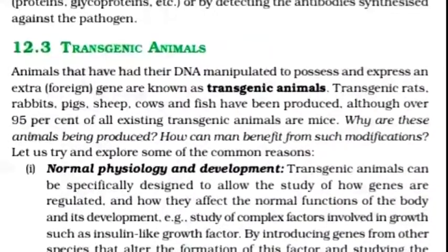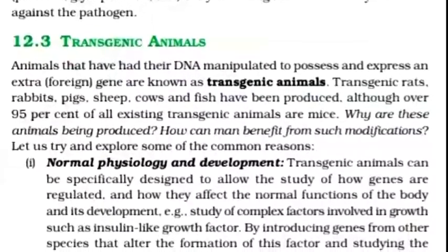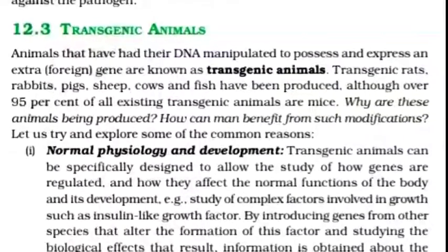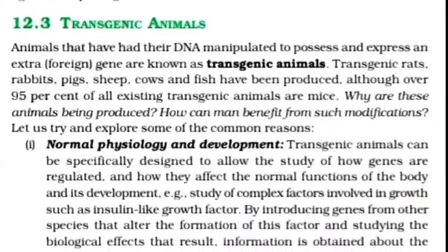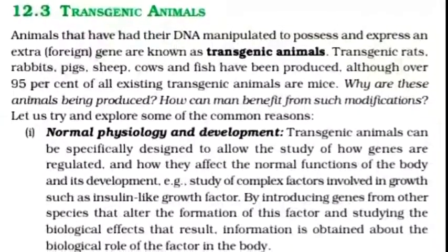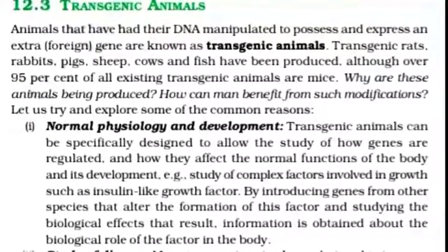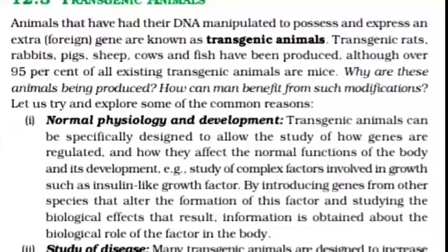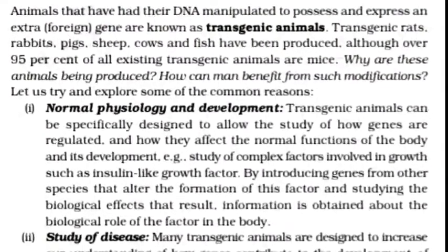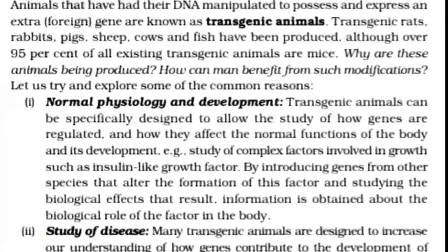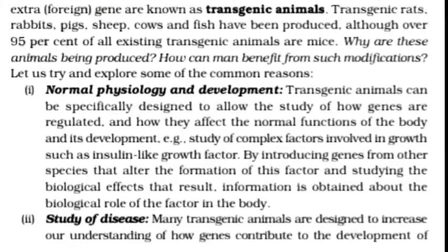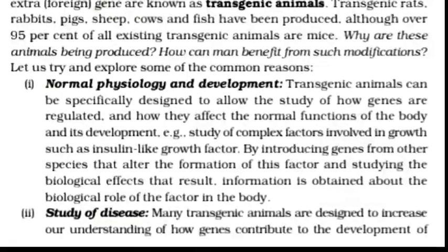1. Normal physiology and development. Transgenic animals can be specifically designed to allow the study of how genes are regulated and how they affect the animal's normal body function and its development. For example, the study of complex factors involved in growth, such as insulin-like growth factor. By introducing genes from other species that alter the formation of this factor and studying the biological effects that result, information is obtained about the biological role of the factor in the body.